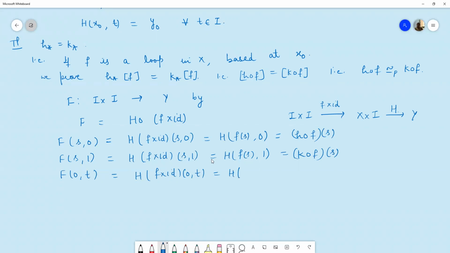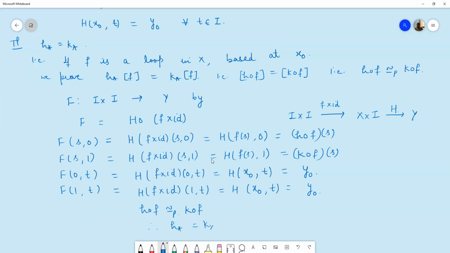So this is H of (f(0), t). f(0) is x0 because f is a loop based at x0, and H(x0, t) is y0. Similarly, F(1, t): f(1) is again x0, and this is y0. So we have proved here that H circle f is homotopic, in fact path homotopic, to K circle f. So basically the homomorphisms induced by H and K are equal.